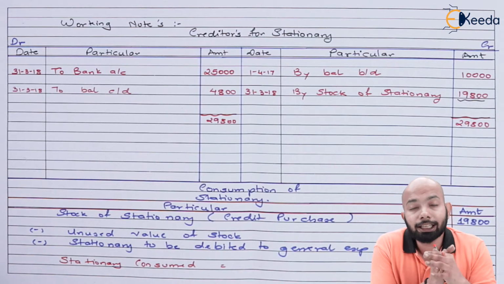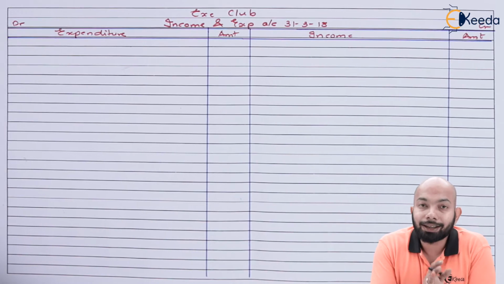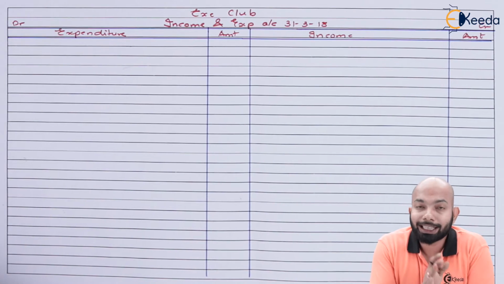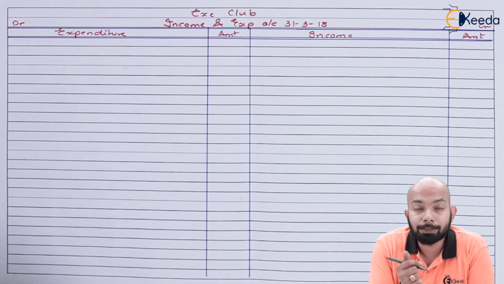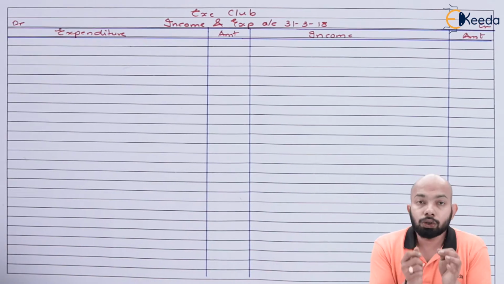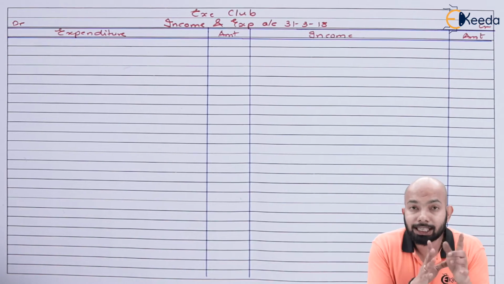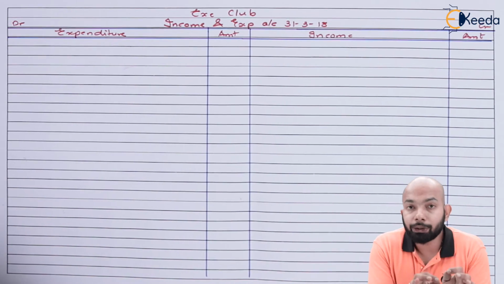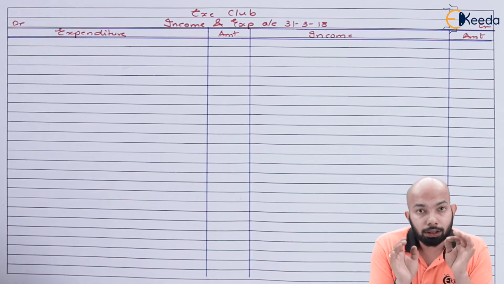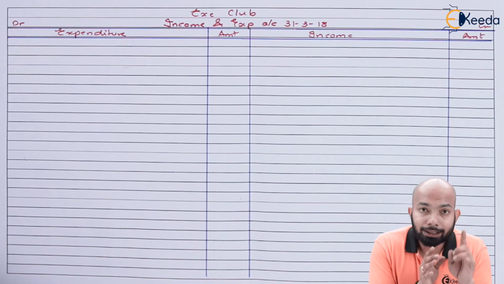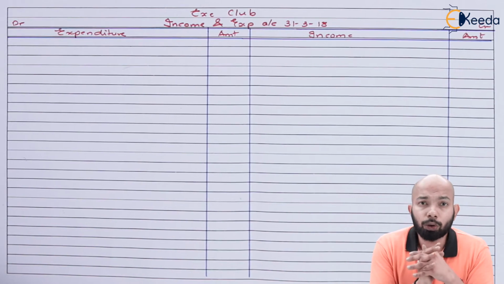So let's now prepare the income and expenditure account in detail. Here we'll always consider revenue items, related to both expense and income. Out of the items provided in the receipts and payments account, only revenue items are to be taken and mentioned here. So let's start with the first thing: the creditors for stationery that we are supposed to transfer, amounting to 9,400.